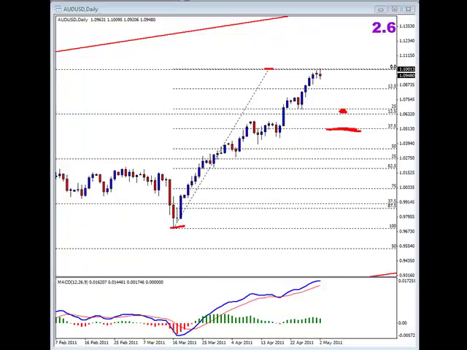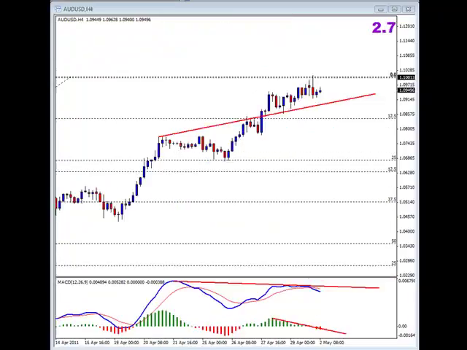Just zoom in on the 4-hour. Okay, on the 4-hour we already got our divergence on the bottom here. We got it on the histogram. I'm going to short the Aussie US dollar when we get a candle close below this level. Our first supply point is there, second one there, and which also was 25.